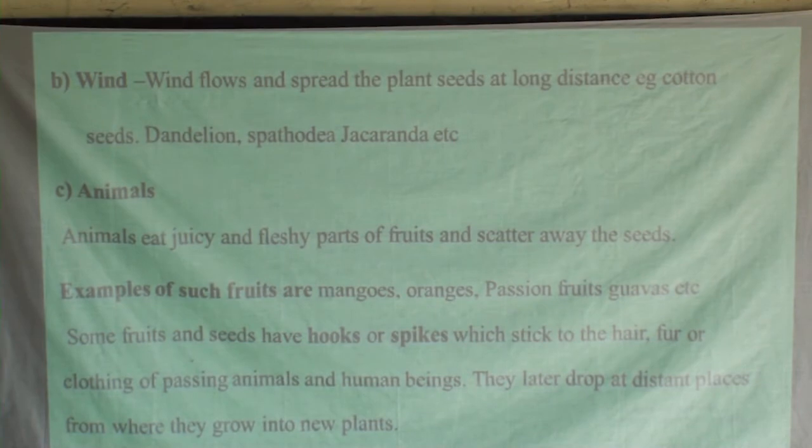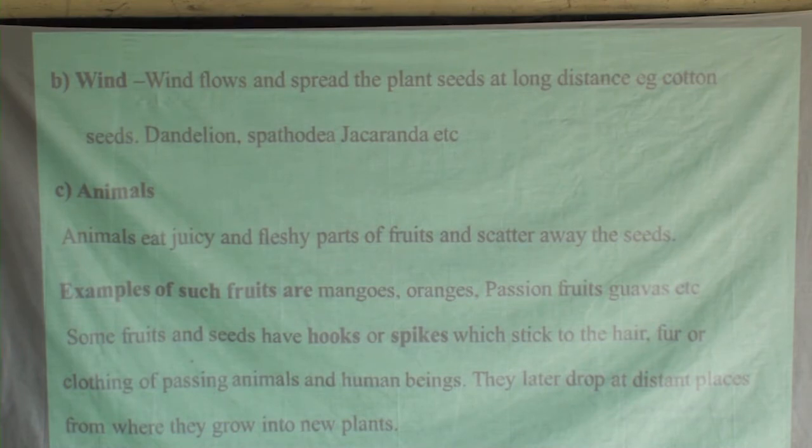This pushes us to the next part, where we look at animals as the agent of dispersal. How does this happen? Some animals eat the juice and flesh parts of fruits, and then scatter the seeds far from the mother plant. Majorly talk about fruits like mangoes, oranges, passion fruits, and guavas. As animals eat these fruits and go to other places, they can defecate or drop the droppings there, and the seeds can grow there. That is also called seed dispersal.